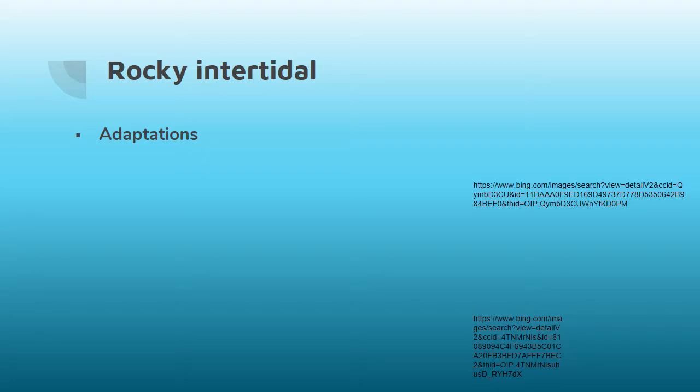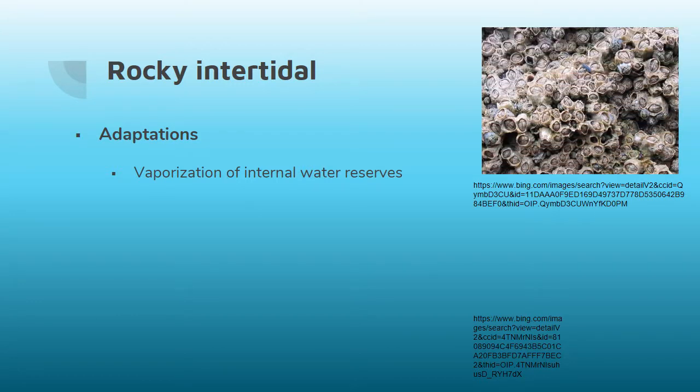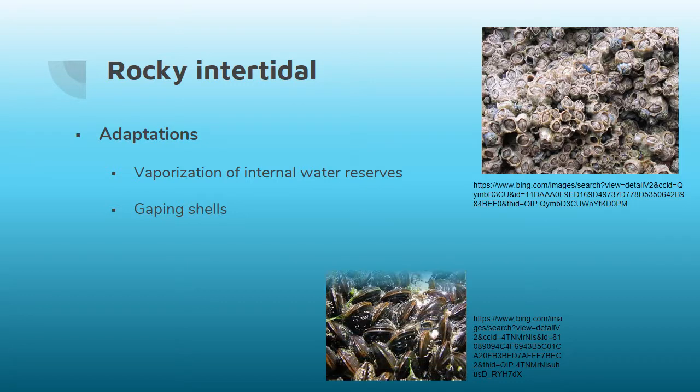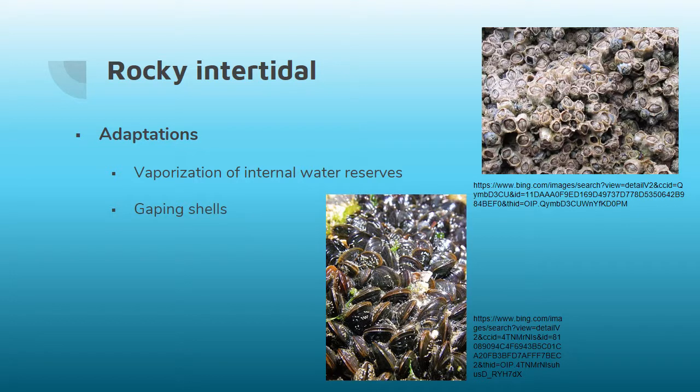So some of the adaptations in the rocky intertidal zones include vaporization of internal water reserves, and we see that with mussels. They're able to retain water because they're not open when they're not submerged, and they have water retained in there to avoid water loss so that they can suffer through air exposure until the next high tide. And we have gaping shells as well, and this occurs in mussels, and this is also to help them avoid water loss.